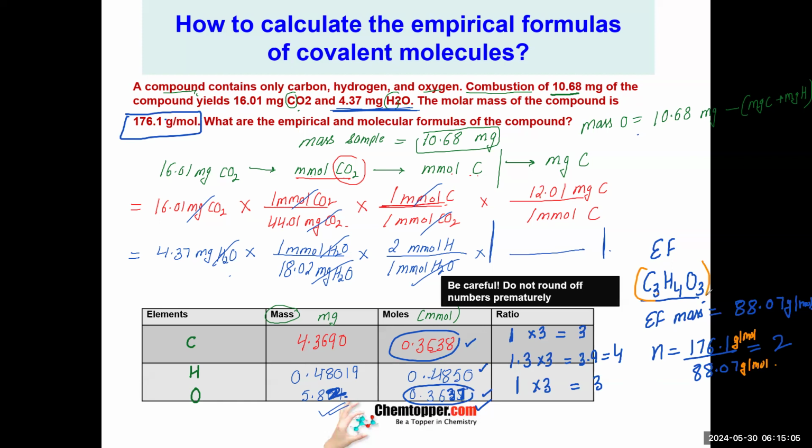So multiply this by this factor N as a subscript. C6H8O6. Was this given by you earlier? Akash? No, right? That is the reason, Akash, I'm asking you to go step by step. Work with me. Amodita? Amodita, are you there?